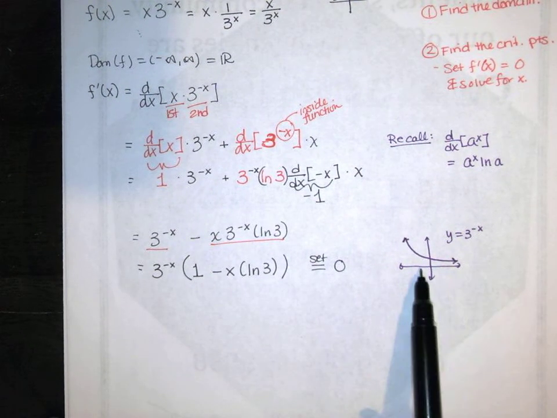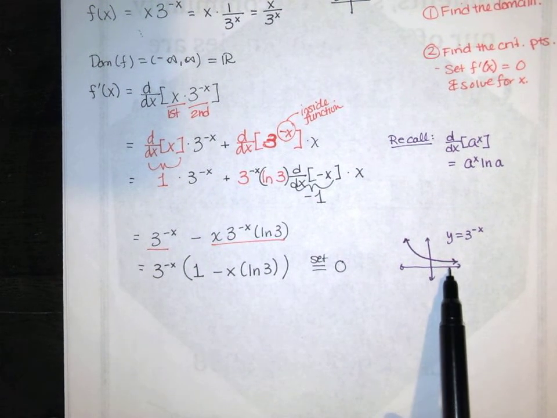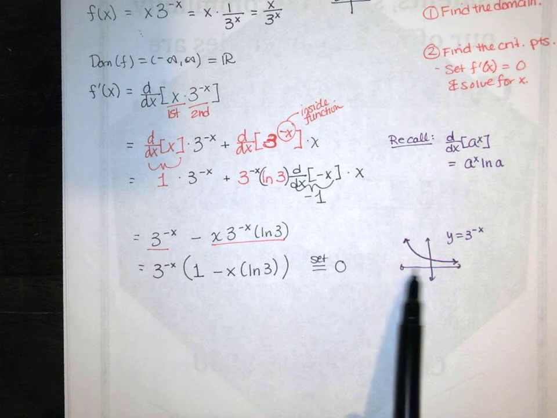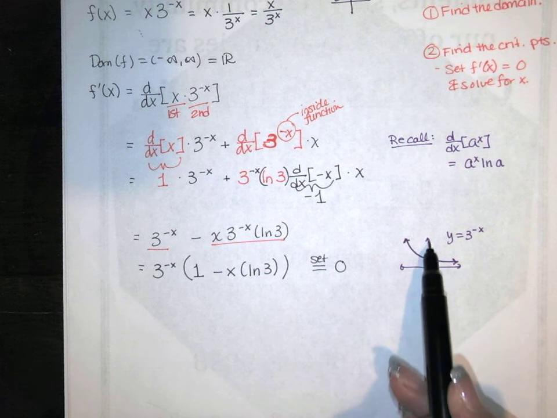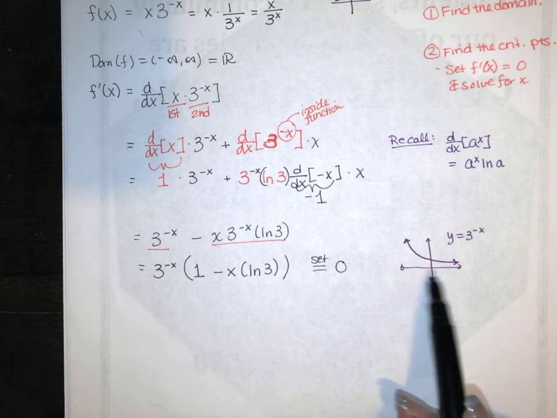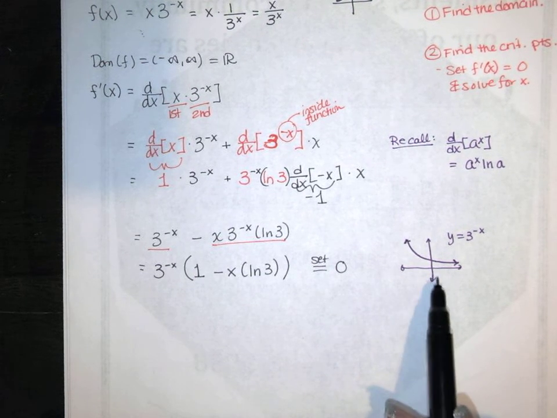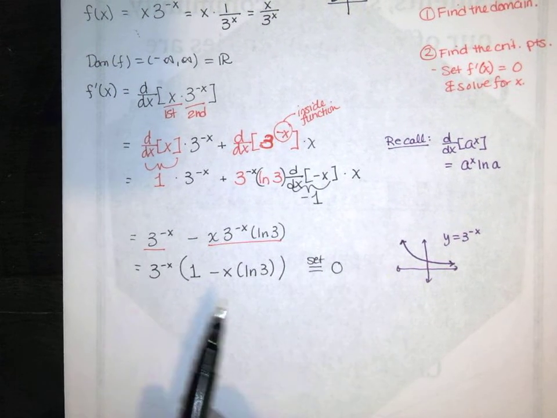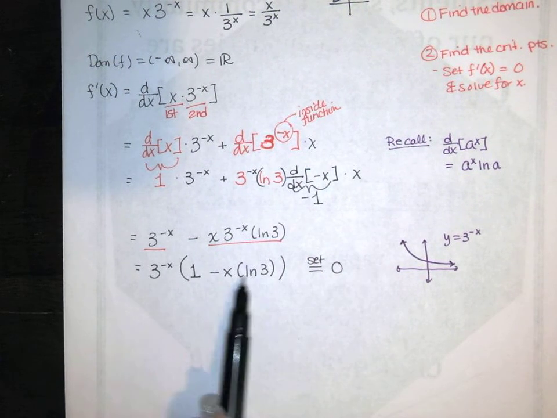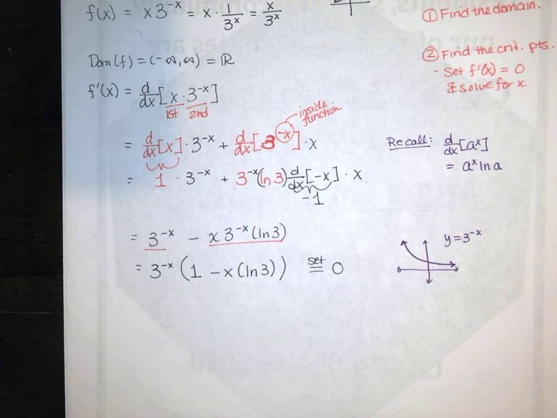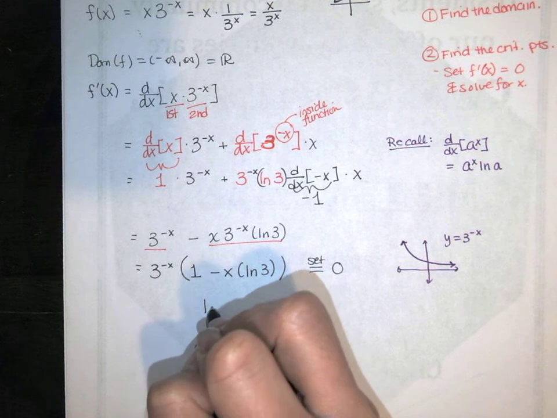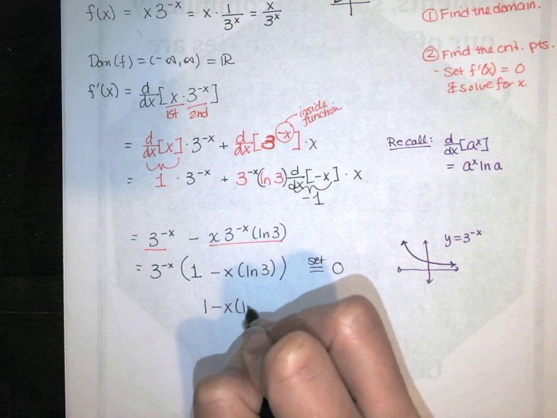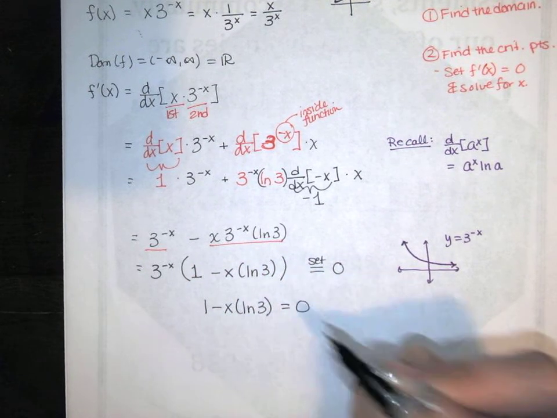But notice the y values on that graph never cross the x-axis. What does that mean? The y values are never 0 because these are all positive y values up here. Y equals 0 is right here, and the negative y values are down there. But y is never equal to 0 on an exponential. So the only way that this times this equals 0 is if this factor equals 0. So we've got 1 minus x times natural log of 3 equals 0.